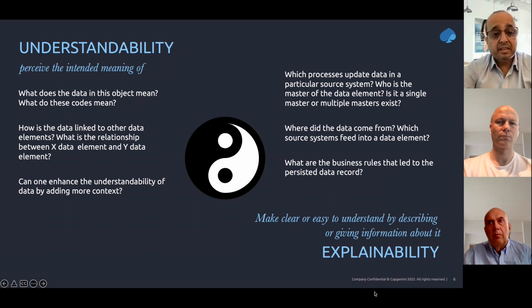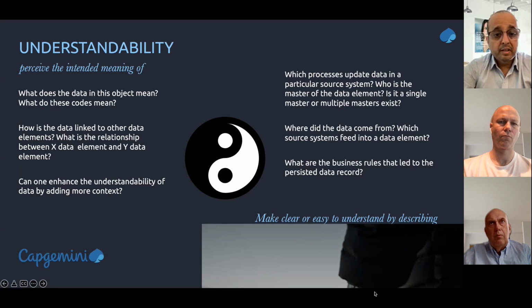And as a second side of the coin, we also need to be able to explain how a particular data came into being, from where that data came. Is it a single master or do multiple masters exist that produce this data? And what are the different kinds of business rules that led to a particular data record that we see? So both these twins, understandability and explainability, are the key problem that we need to solve in order to really progress to be a data-driven organization.